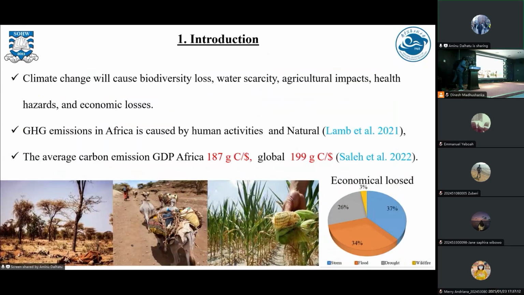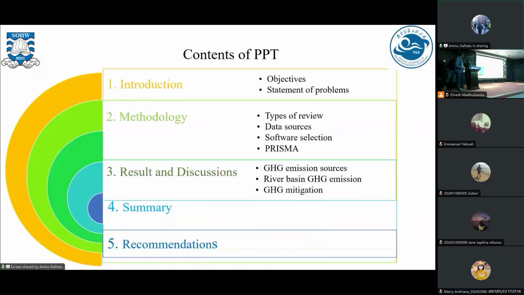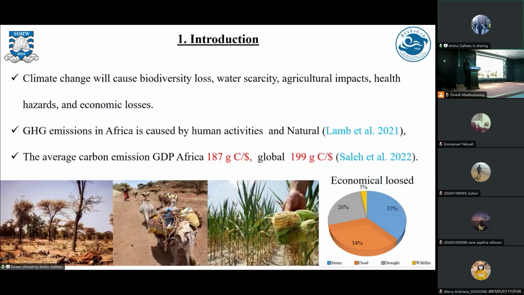My presentation has an introduction, methodology, results and discussion, summary, and at the end, recommendations. In the introduction: climate change is one of the causes of biodiversity loss, water scarcity, agriculture problems, and health hazards.